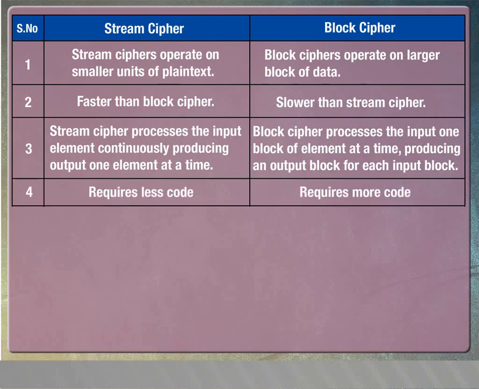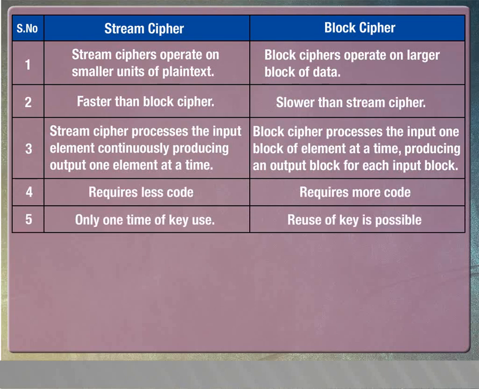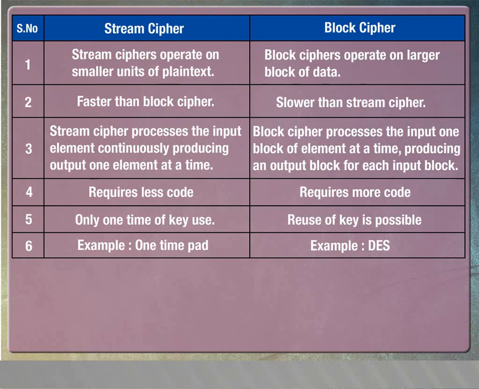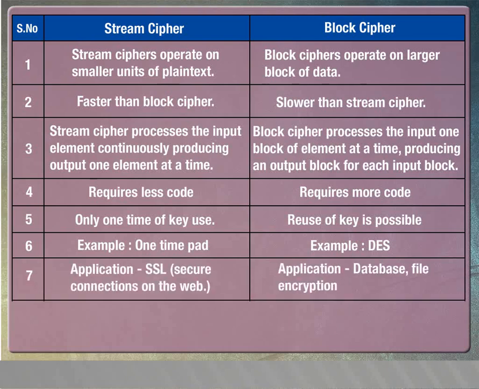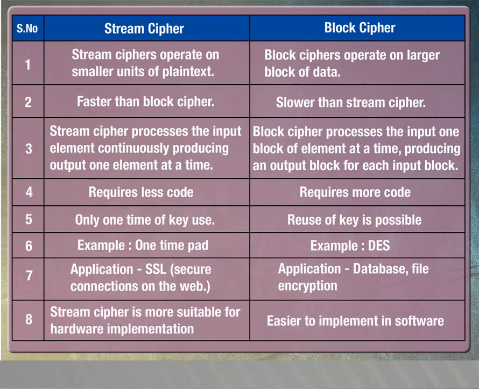Stream ciphers require less code, block ciphers require more code. Stream ciphers allow only one-time use of a key, while reuse of the key is possible with block ciphers. Example: one-time pad for stream ciphers, DES for block ciphers. Application: SSL, that is, secure connections on the web, for stream ciphers. Application: database and file encryption for block ciphers. A stream cipher is more suitable for hardware implementation, while a block cipher is easier to implement in software.